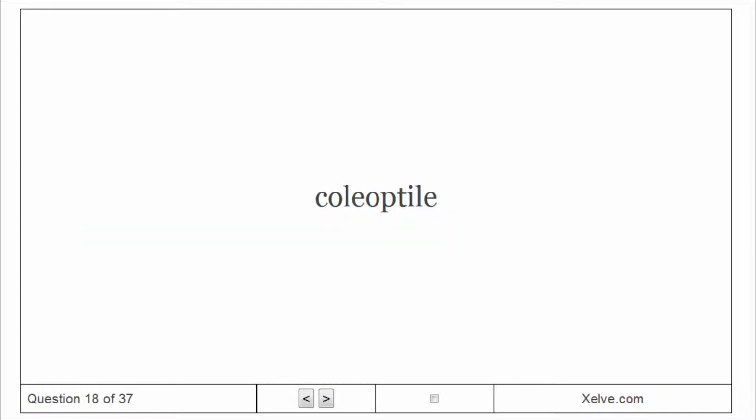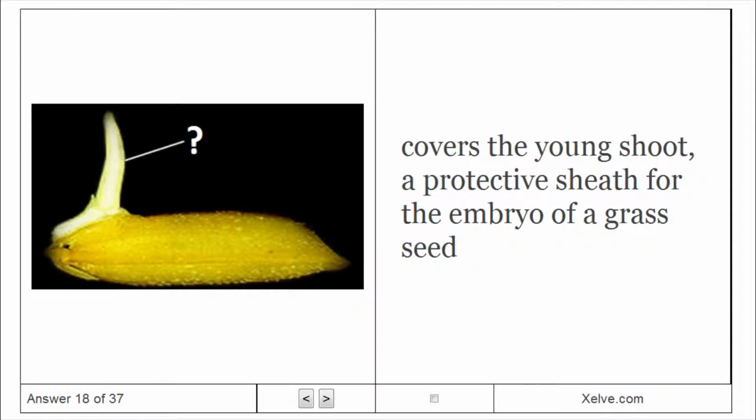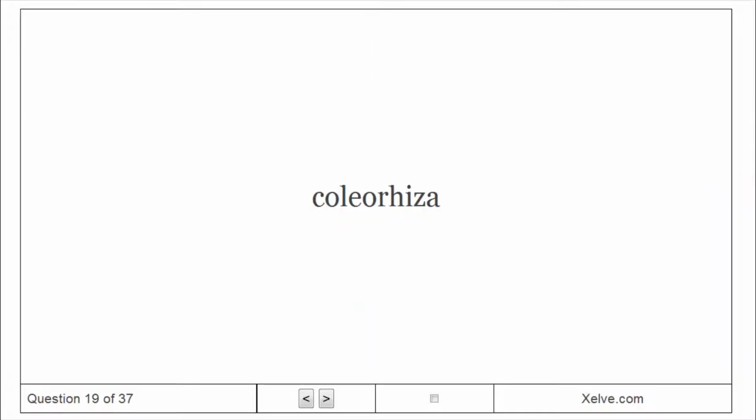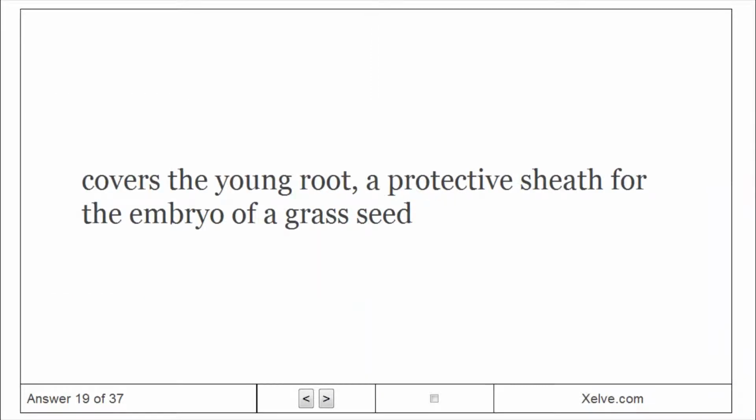Coleoptile. Covers the young shoot, a protective sheath for the embryo of a grass seed. Coleorhiza. Covers the young root, a protective sheath for the embryo of a grass seed.